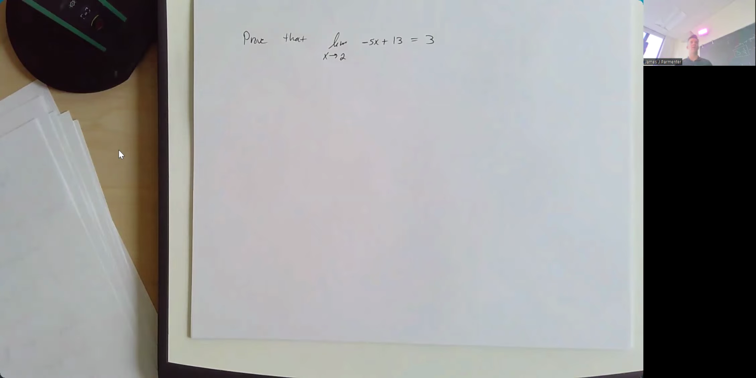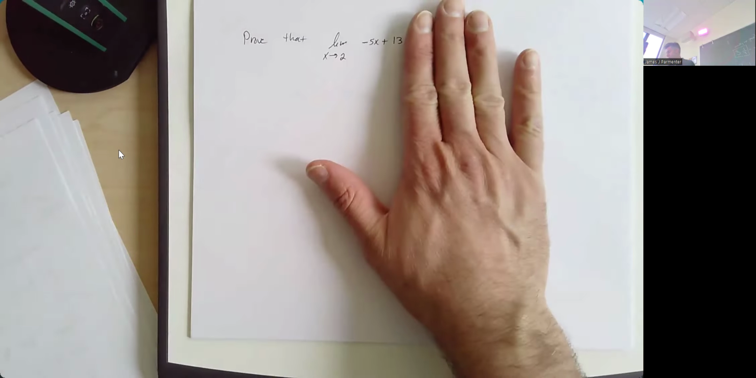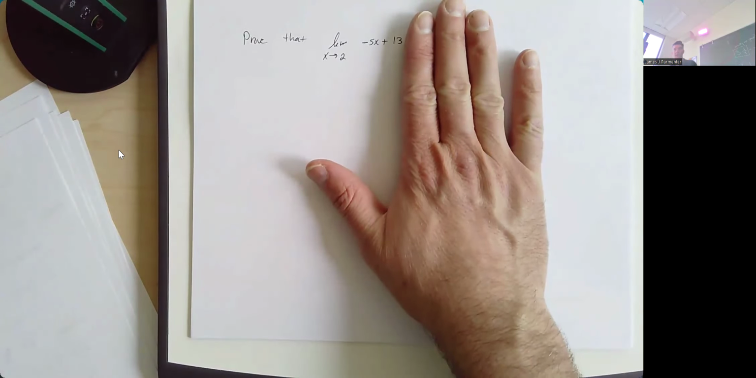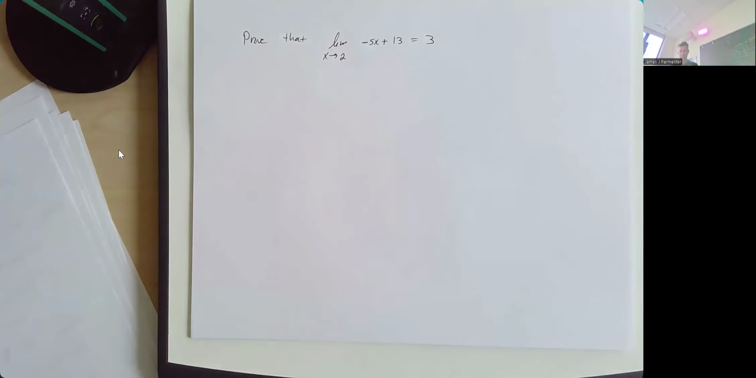Most of these limits would be easy to evaluate, right? If I just gave you that limit, you could evaluate it by substituting in 2 for x and getting negative 10 plus 13, which is 3. These aren't meant to be limits that are hard to see what they're equal to. They're meant to be that we're going to take the time to actually prove with the precise definition of the limit that they are what we say they are.